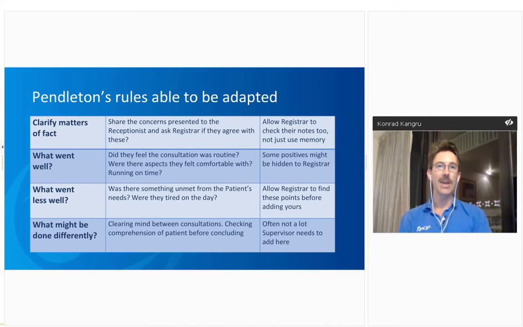So we want to start off with clarifying the matters of fact. Let the registrar know, all right, what were the concerns that have been presented? Then really give the registrar the opportunity to say, is that your recollection? Do you agree with these facts? Make sure that we're giving the registrar the opportunity to not feel as though this is an ambush, and certainly make sure that you let them go back through their notes.